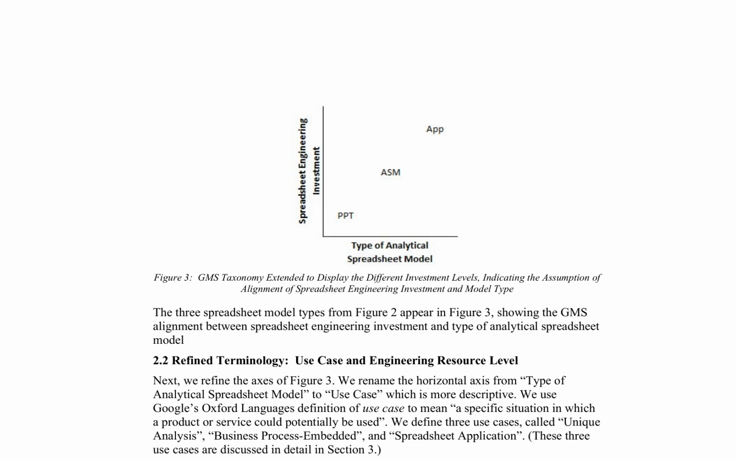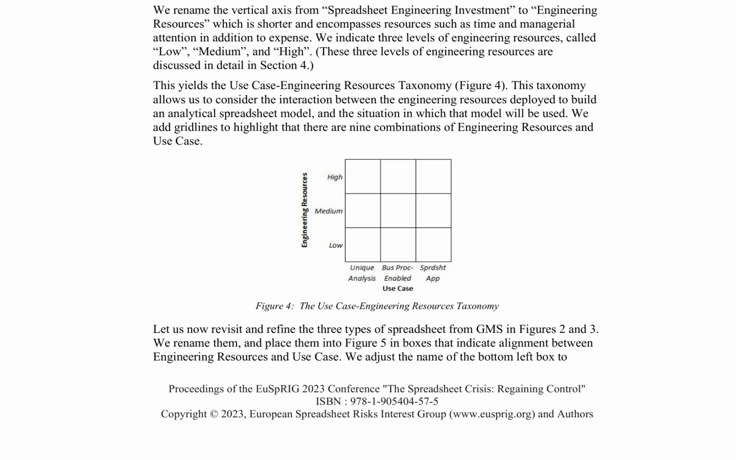The horizontal axis is renamed to use case, defined as a specific situation in which a product or service could potentially be used, and is divided into 3 categories: unique analysis, business process embedded, and spreadsheet application. The vertical axis is renamed to engineering resources, encompassing resources such as time, managerial attention, and expense, and is categorized into 3 levels: low, medium, and high.